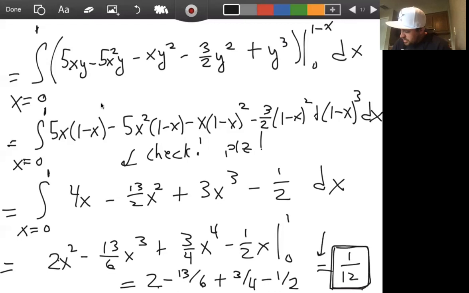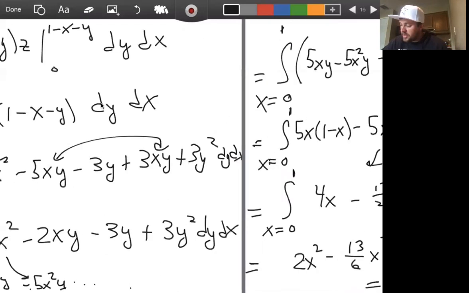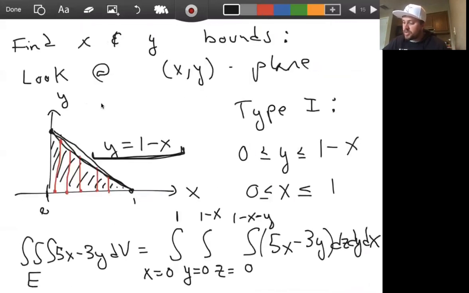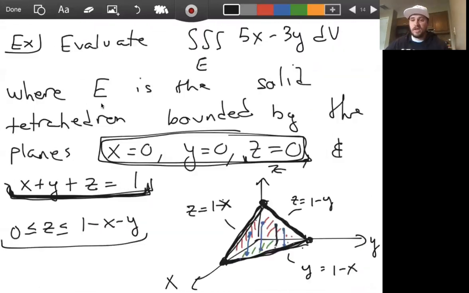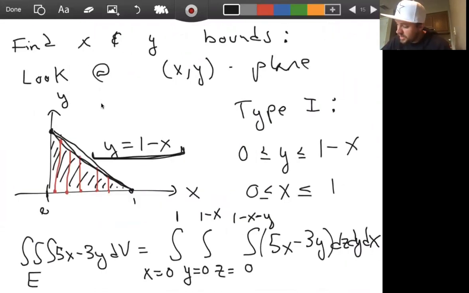And so again, check, please, to see that this was indeed correct. But more importantly, the important part of this example was so that we can see how to set up an integral over a generalized region, right? And here, this was type 1, so we set it up in the order z, y, x.